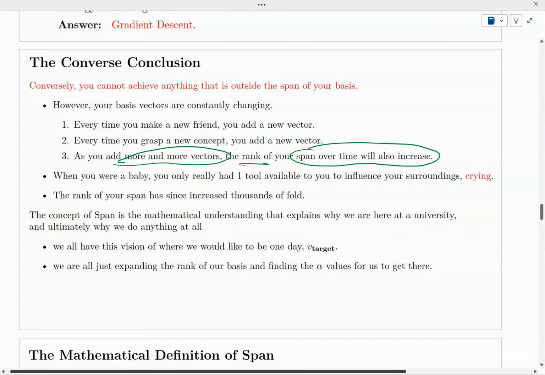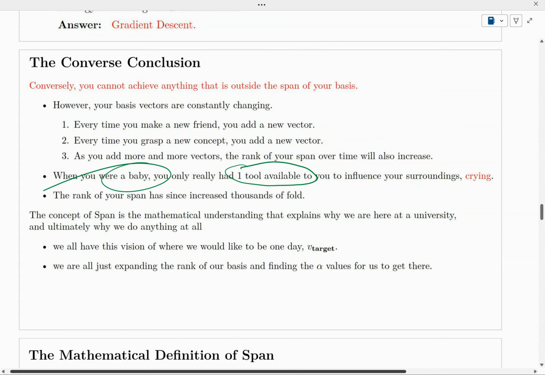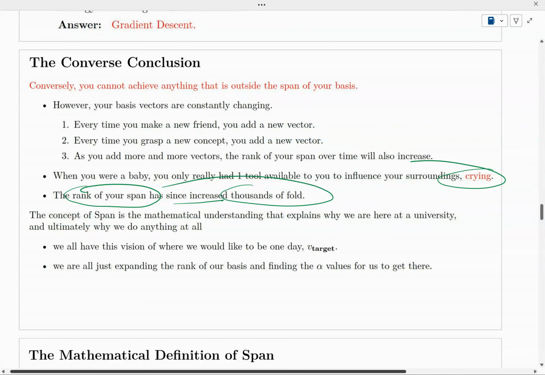You can imagine when you were just a baby, right? You only really have one tool available to you to influence your surrounding, which was crying. So that was one tool. You can cry more, you can cry less. All right. So if you were able to influence your surrounding by crying, that's one dimension. You can imagine now the rank of your span has increased thousands of fold. Your ability to influence your environment has increased so much compared to that baby that only had one single tool. You have many tools now in your tool belt.